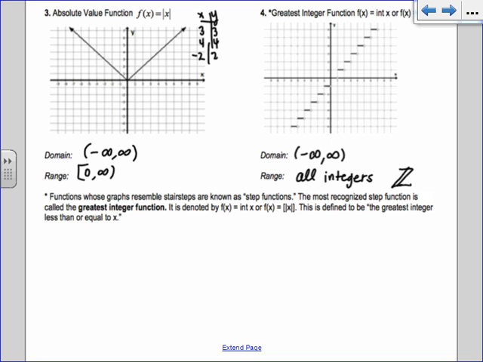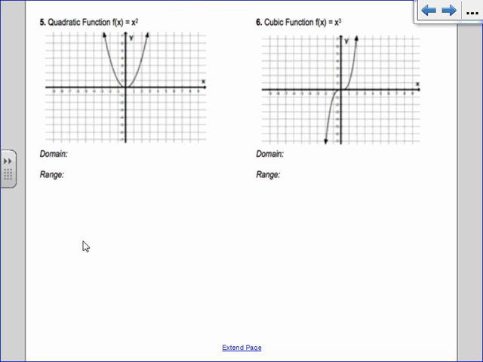All right. So those are the first 4 that you need to know. Think you can do that? This one's an easy one.